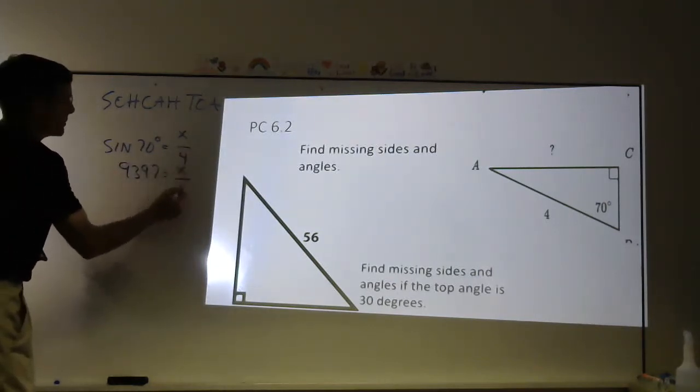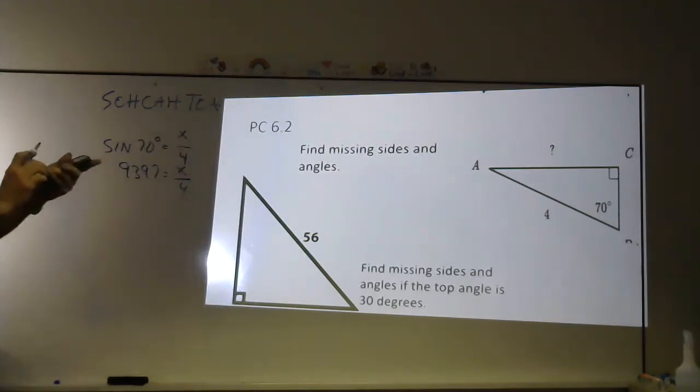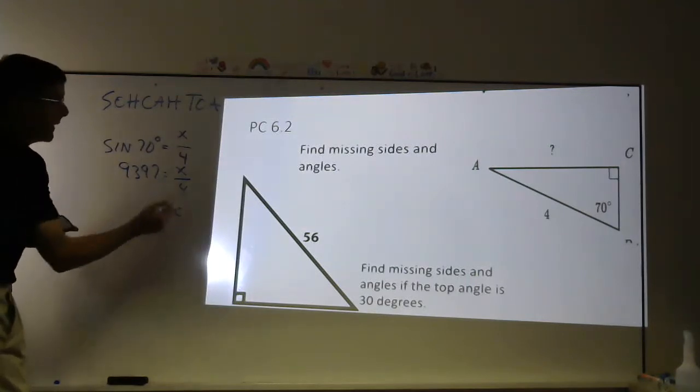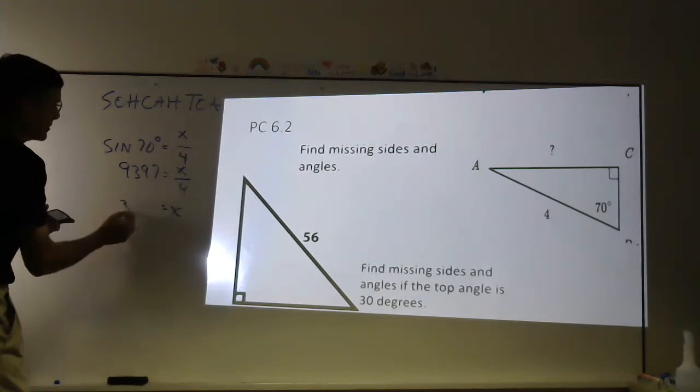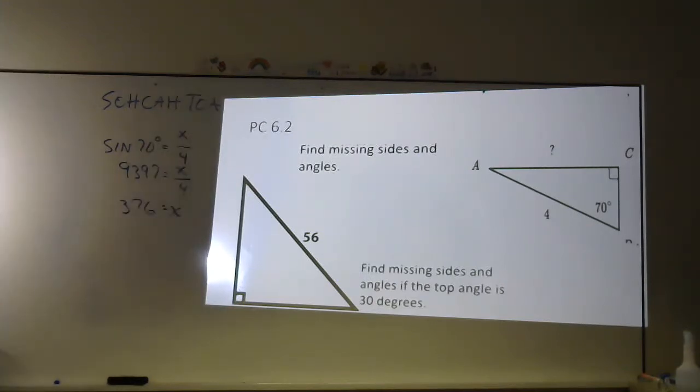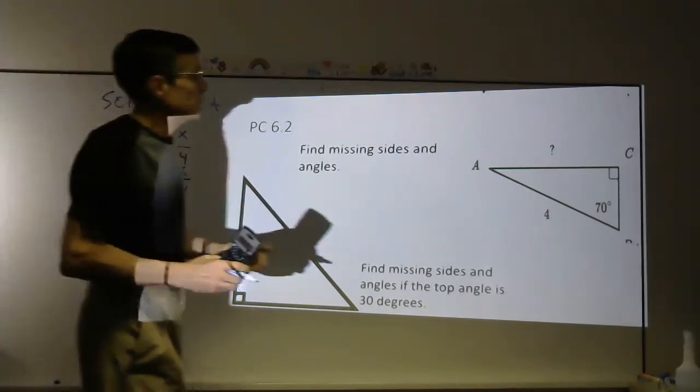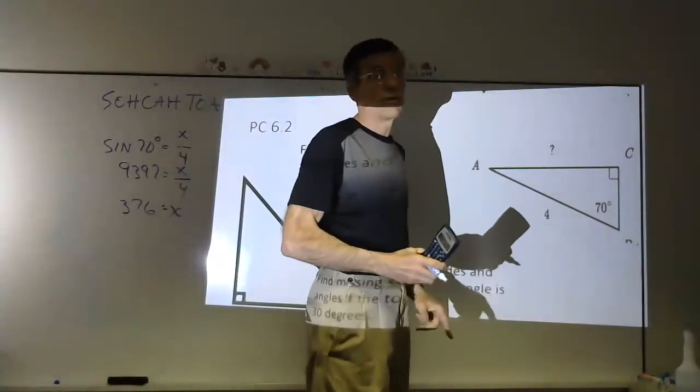0.9397 is x over 4. Cross multiply, simply take it times 4, and I get that that missing side that has a question mark on it is 3.76. Okay? So now you've got 4 here and 3.76 here.